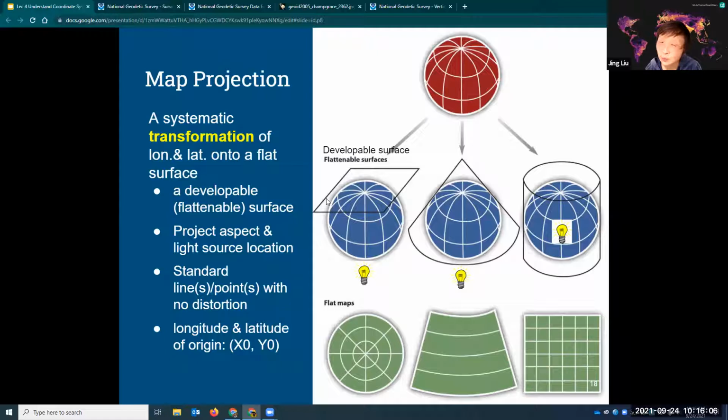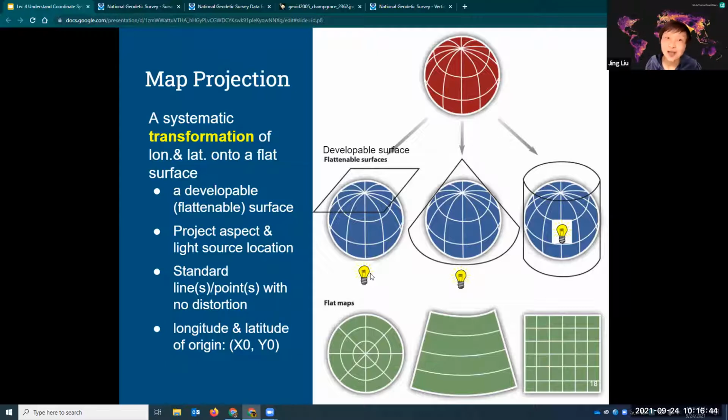Okay, then projection aspect and light source location. So where you put this flattened paper on the surface, it could be at the pole, right? It could be somewhere close to the equator, okay? How you tilt the aspect, right? And then here, think about when you have this surface, you also have a light bulb. You can turn on the light bulb to cast the shadow of your longitude and latitude onto this surface. Then you get your 2D map, right, of all the longitude lines and latitude lines.